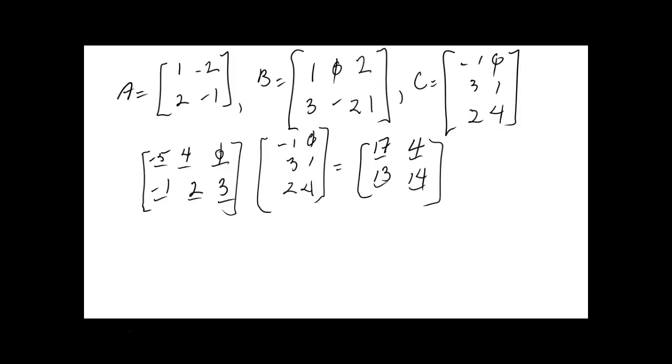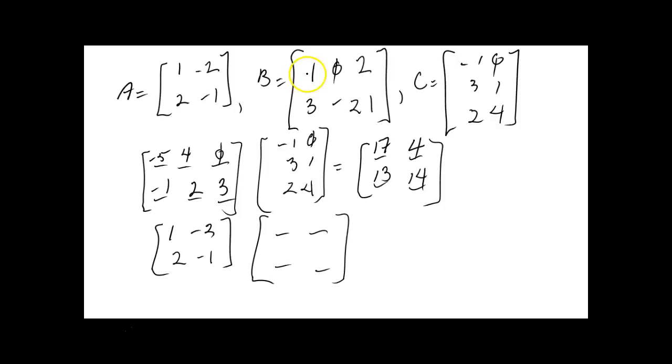Okay. What we're going to do next is multiply A, which is 1, negative 2, 2, negative 1, by the product of B and C. Well, B's a 2 by 3 and C is a 3 by 2. That's going to give us a 2 by 2 result. So let's multiply B by C.